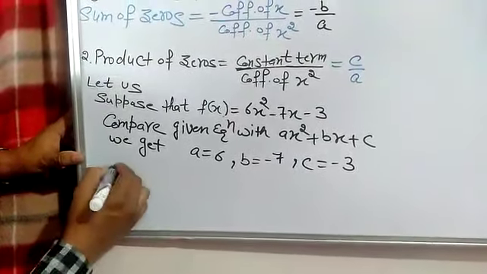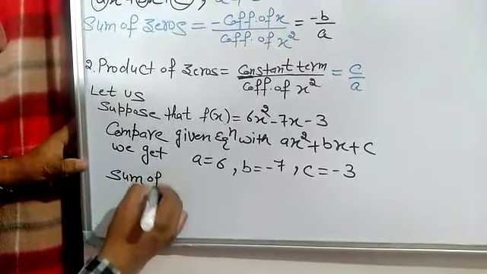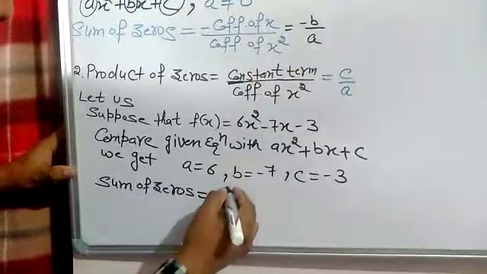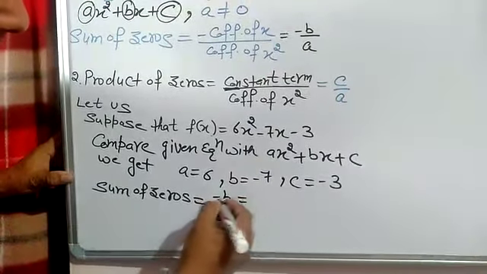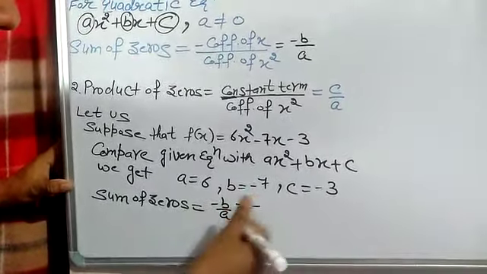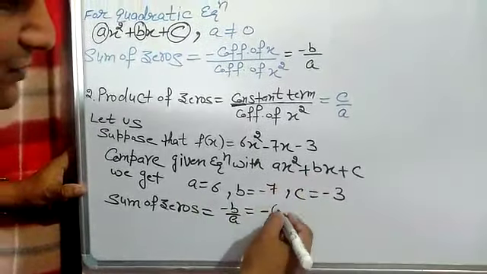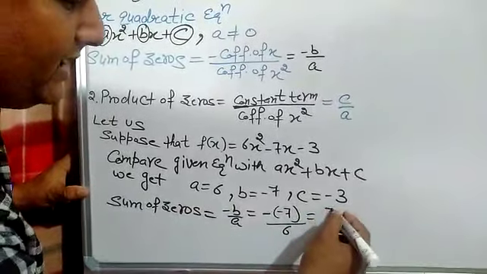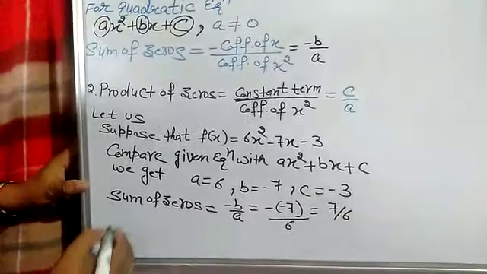So we are interested to find sum of zeros, and sum of zeros is equals to minus b upon a, which is by the rule, and the value of b is what? Minus 7. So I put here minus of minus 7 divided by a value is 6. So here 7 upon 6 is sum of zeros.